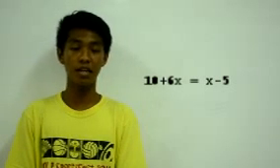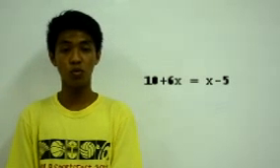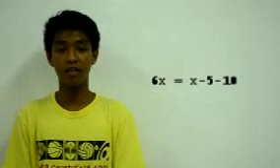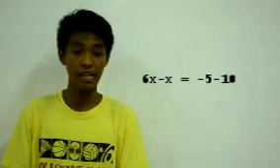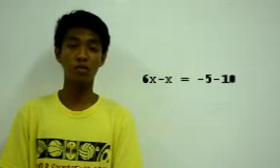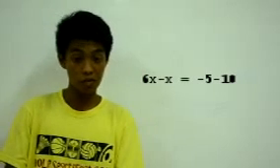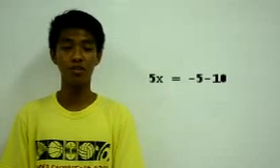Now let's solve for x. 10 plus 6x is equal to x minus 5. Start with the given equation. Subtract 10 from both sides: 6x equals x minus 5 minus 10. Then subtract x from both sides: 6x minus x equals negative 5 minus 10, so 5x equals negative 5 minus 10.